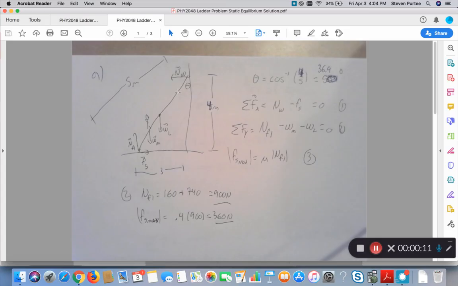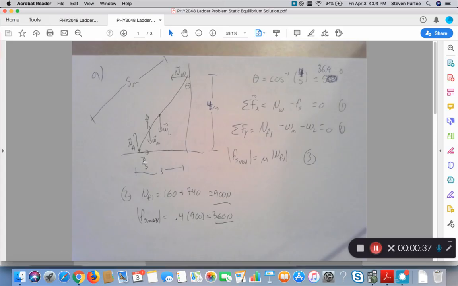So here's our setup. We've got the ladder leaning against the wall. The length of the ladder is 5 meters and it's 3 meters away from the wall. Just Pythagorean triplet gives us this other side is 4 meters. So this angle up here is 36.9 degrees, which means this angle in here will be about 53 degrees. We'll use that in a minute.